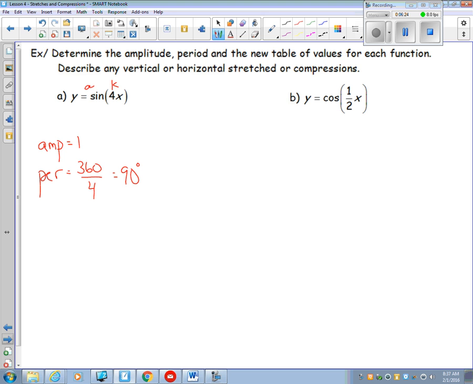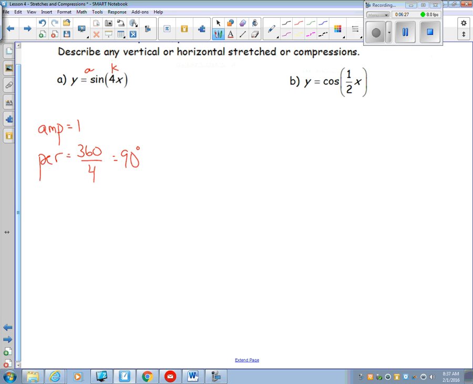Determine the new table. Well, okay, let's make a sine curve real quick here. So 0, 90, 180, 270, 360, 0, 1, 0, negative 1, 0. What are we doing? We didn't do anything to the y's, no vertical stretch or compress. But the x's, we're dividing by 4. Whatever's here goes here, right? Same thing.